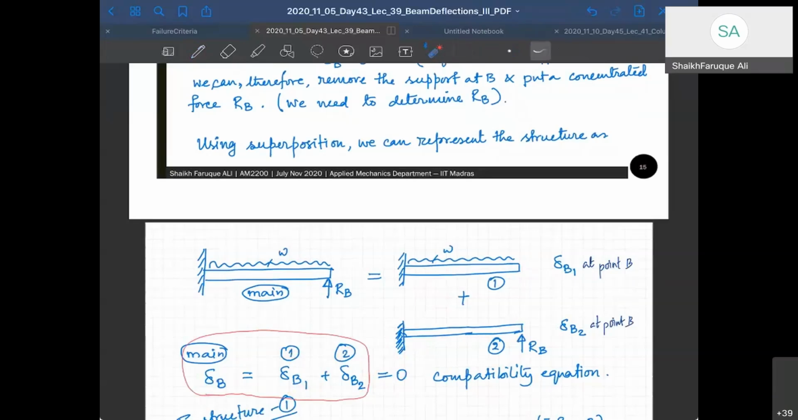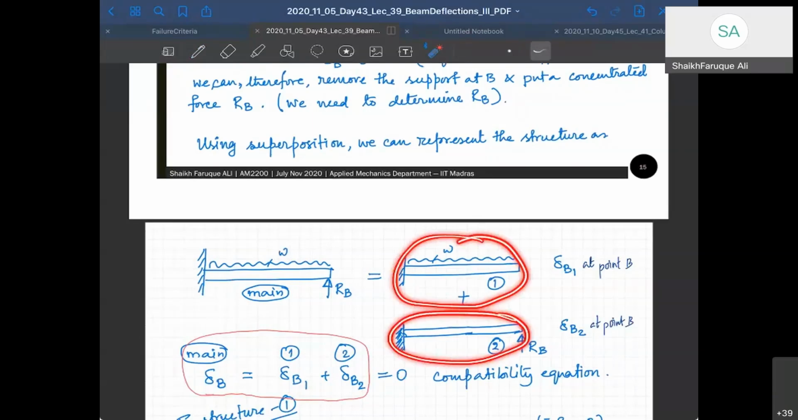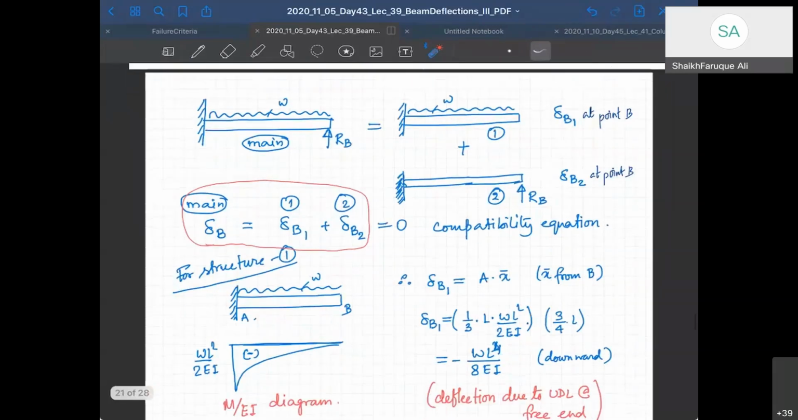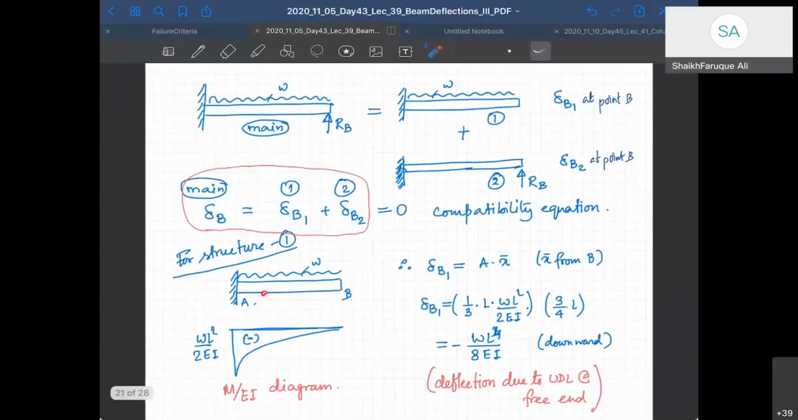Now, we have solved this earlier. We have solved this also earlier. So we know how to find delta B1 and delta B2. Let's look at structure 1. This is a cantilever beam with a UDL, and its bending moment diagram is going to look like a second order parabola here, right? And it will be downward, right?